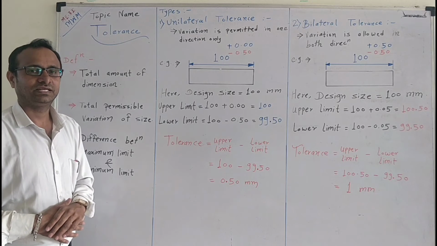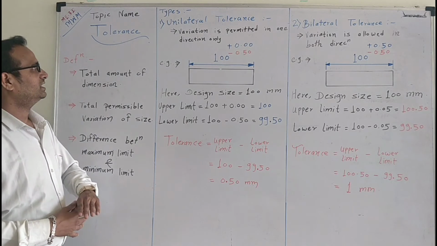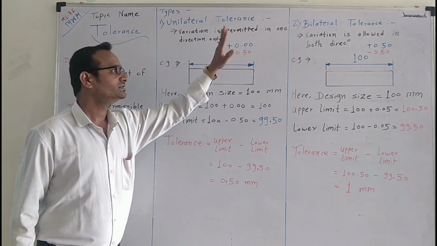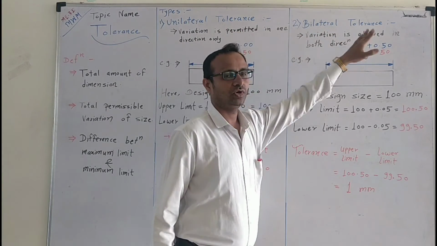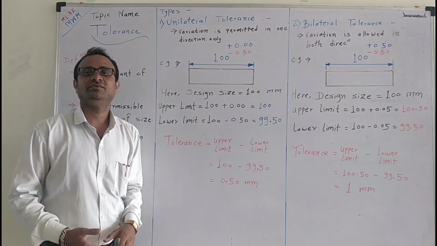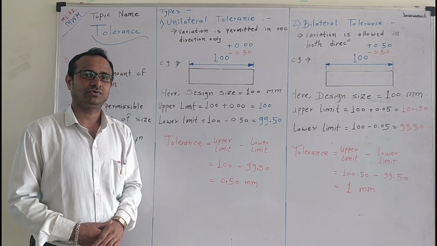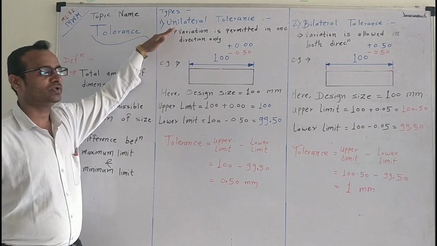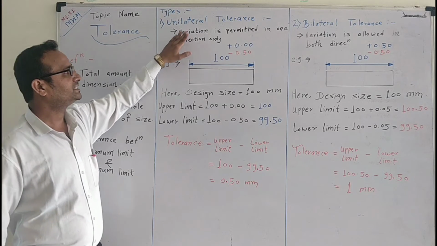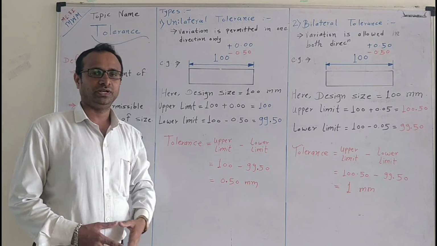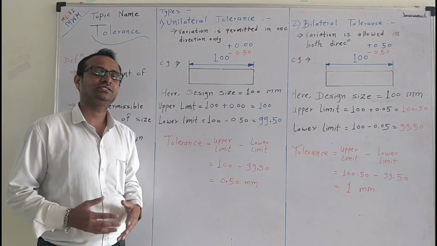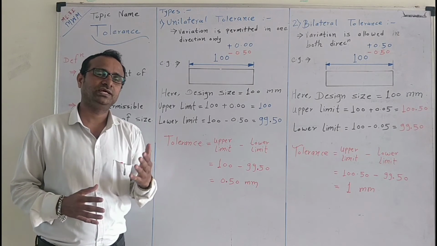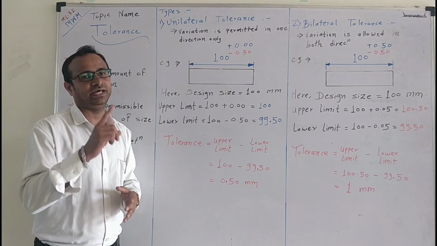Now let us see the types of tolerances. First type of tolerance is unilateral tolerance, and second type is bilateral tolerance. So what is exactly the difference between unilateral and bilateral tolerance? Now see, in unilateral tolerance, variation is permitted in one direction only. In such type of tolerance, the dimensional variation is provided only in one direction.